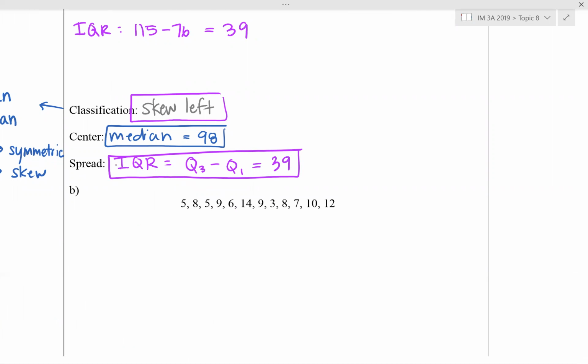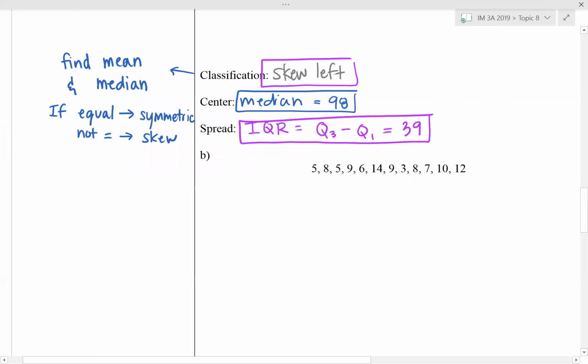So we're going to do the exact same process for the next set of data. So let's put our data in order. So these are smaller numbers this time. Looks like our smallest number is 3. And then 2 5s. Oops, I missed an 8, sorry.